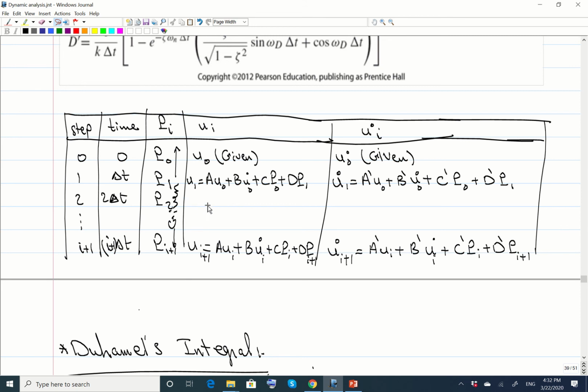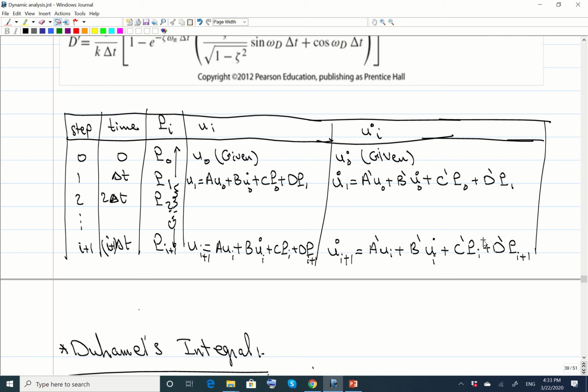If you want to find U2, U2 is going to be A multiplied by U1 plus B U dot 1 plus C P1 plus D P2, and U dot 2 is going to be A prime U1 plus B prime U dot 1 plus C prime P1 plus D prime P2. You won't be able to find the displacement and velocity at the second step before finding the displacement at the first step. To find the displacement at step i plus 1, you need the displacement at i. So you fill this step by step.